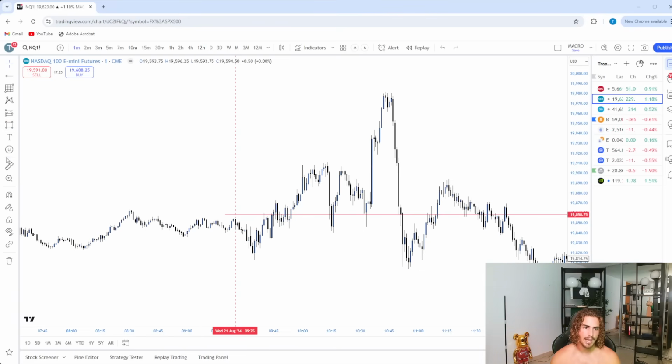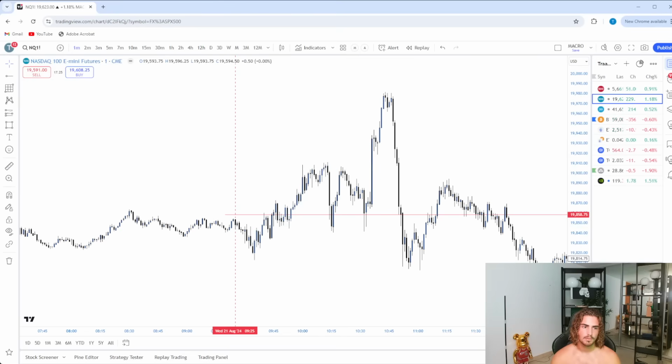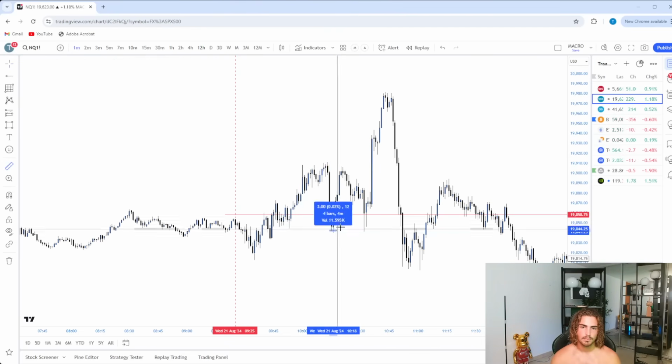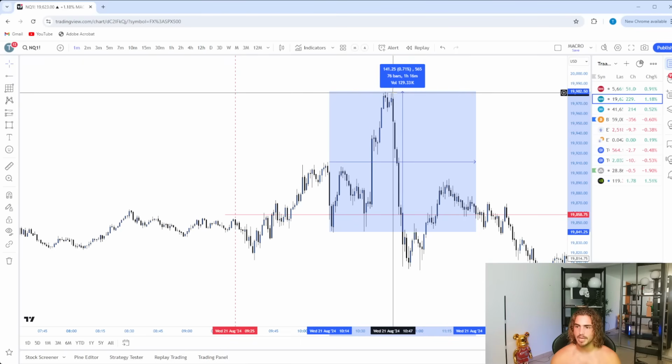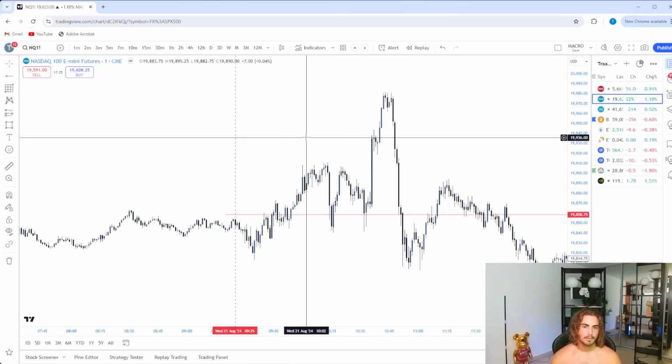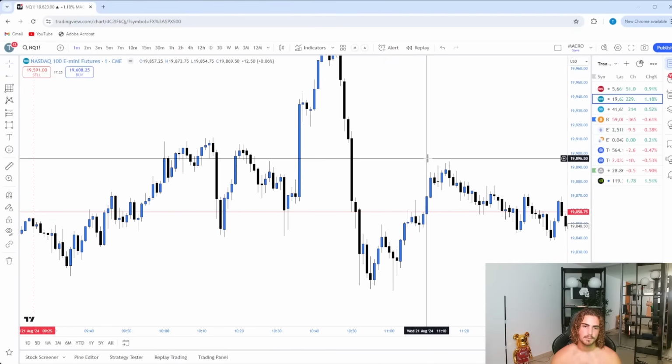Would you rather catch this move or this one? This one's literally 2 times as big. The bigger ones hurt though. So it's up to you.